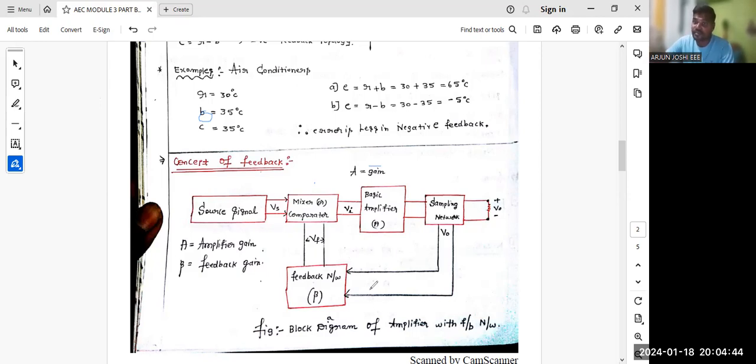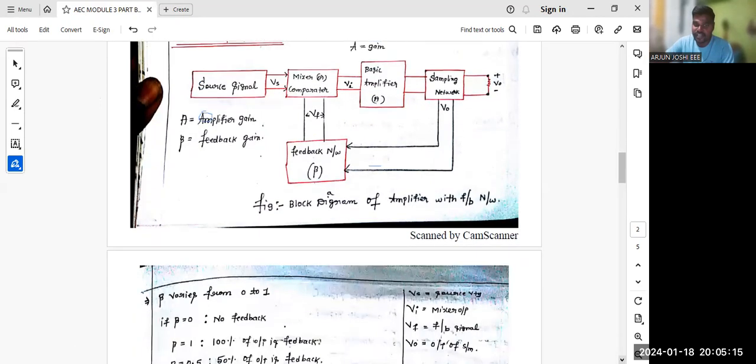What are the terminologies here? Let's check it out. A is nothing but a basic amplifier. Beta is nothing but a feedback gain. A is a normal amplifier gain. Next, Vs is nothing but a supply voltage. Vi is nothing but an input voltage. V naught is nothing but an output voltage. Vf is nothing but a feedback voltage. I hope all of you understand this concept. Now let's move on to the next slide.